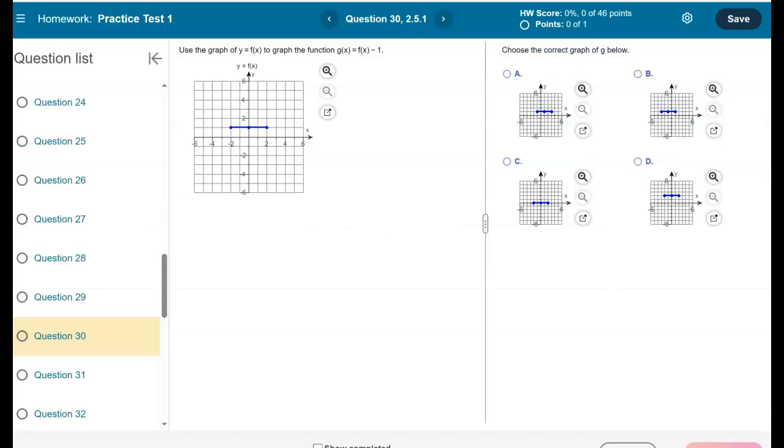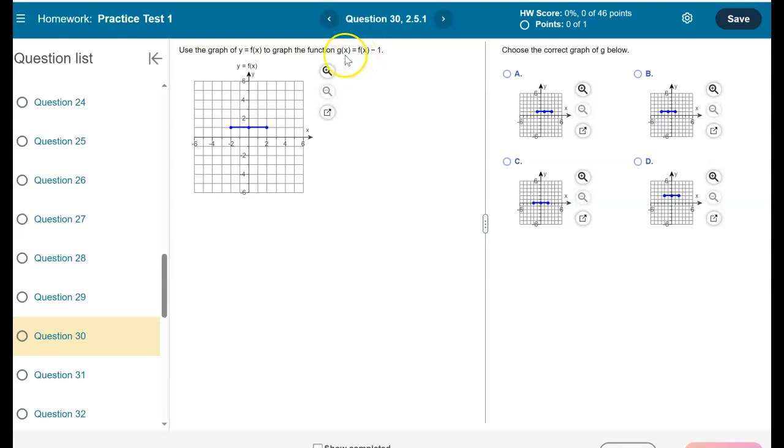Now moving on, we are given here the graph of a function f of x, and we want to use this graph here to graph the function g of x, which is equal to f of x minus 1. Here we're going to use transformation. So from f of x, this is f of x, we want to obtain g of x.